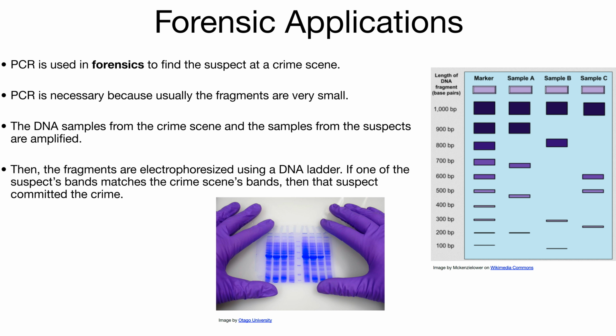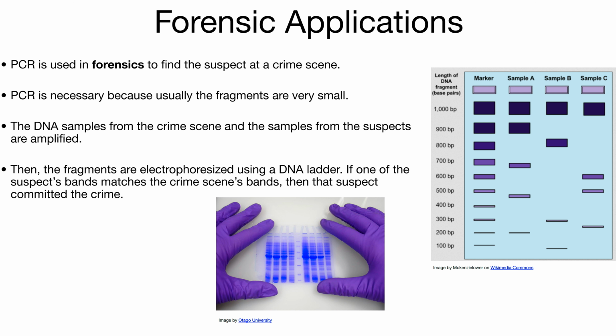So if the crime scene had 1,000 base pair marks, then it could be either A, B, or C. That doesn't make sense. But maybe that could eliminate something. Like if it has a 900 base pair mark in addition, then it must be sample A. If it has an 800 base pair mark, however, it must be sample B.